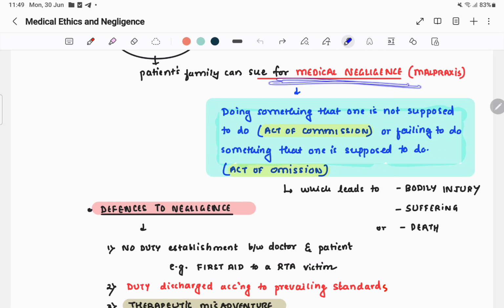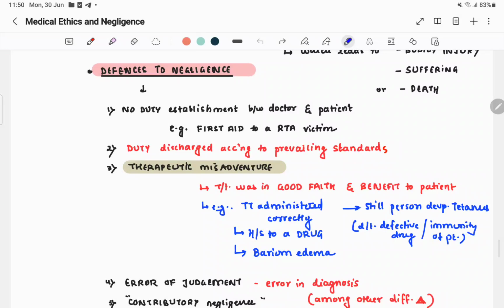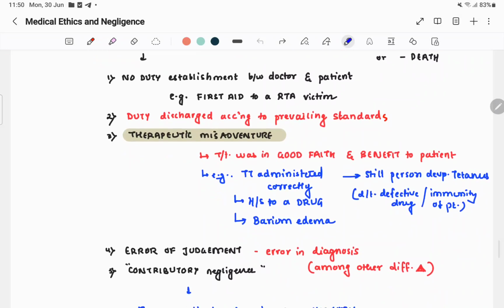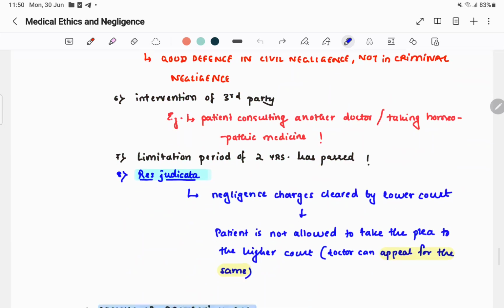In medical negligence, we give a definition of act of commission and act of omission. What is commission and omission? I told you earlier, right? Commission means doing something which one is not supposed to do, and omission means failing to do something which one is supposed to do, which leads to bodily injury, suffering, or death. I also told you about error of judgment and contributory negligence.